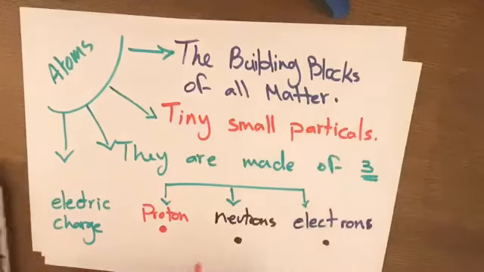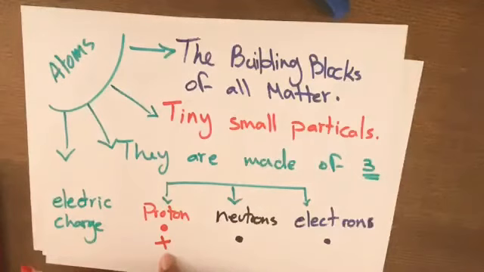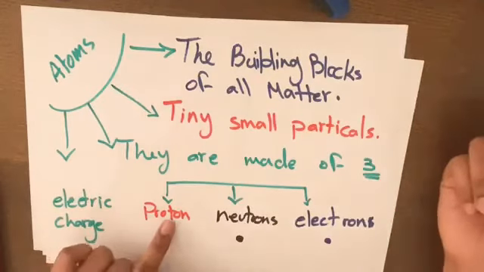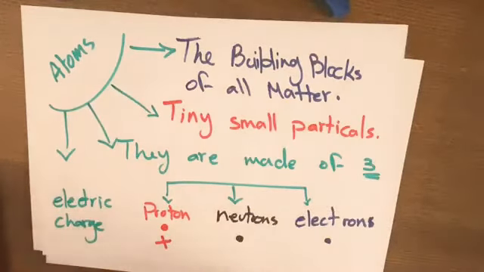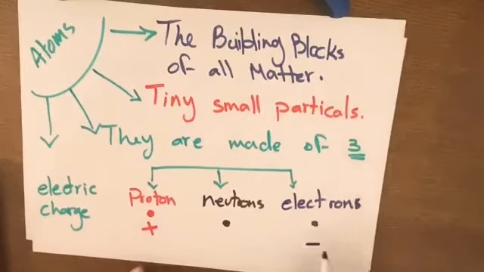So, a proton has a positive charge. What do I mean by positive? I will use the adding symbol to say positive charge. What about electrons? Electron has a negative charge, and I'm gonna use the minus symbol to say negative charge. What about neutrons? Neutrons are neutral. What do I mean by neutral? They have no charge, right?